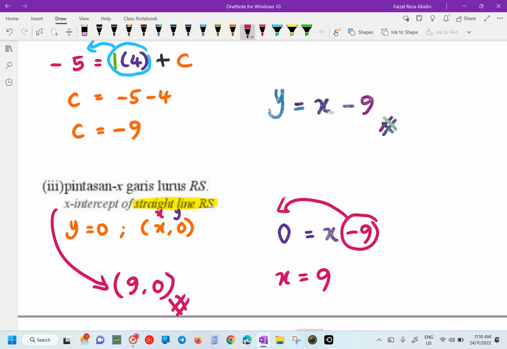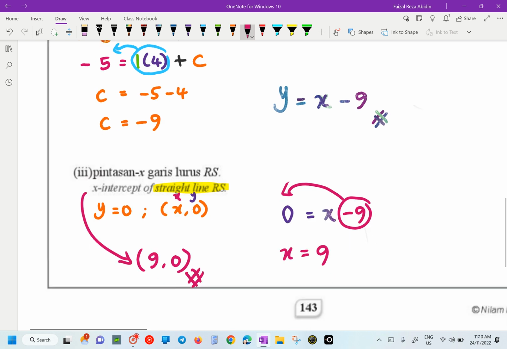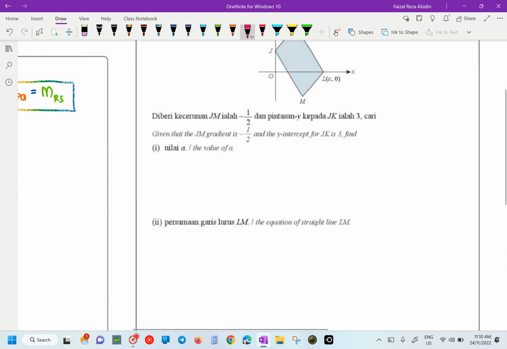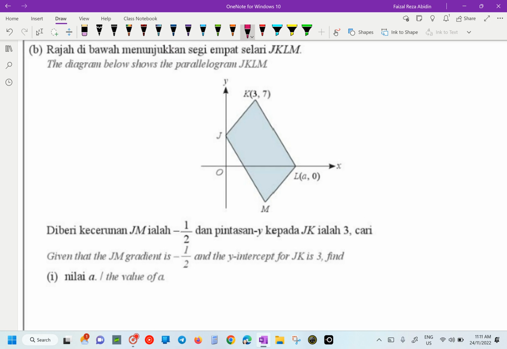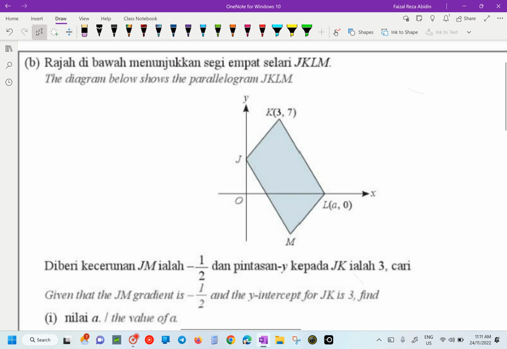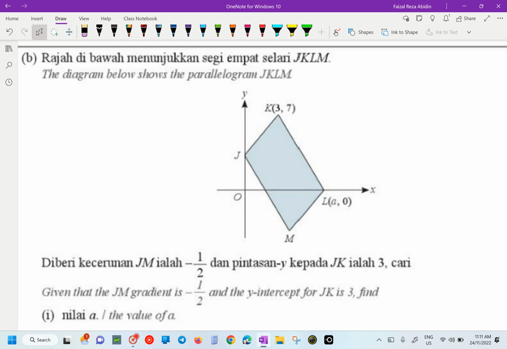Okay. We are going to look at B now. Can I proceed? Okay, just now is page 143. We're going to look at our question B. The diagram below shows the parallelogram JKLM. So, when we have a parallelogram, what does it mean? Our JK will be parallel with ML, or LM.